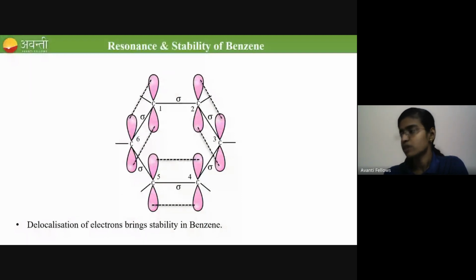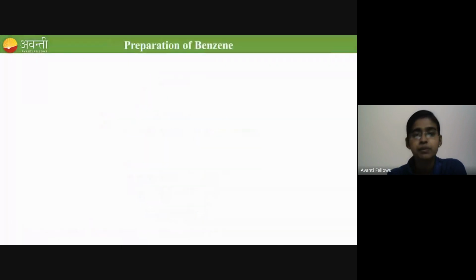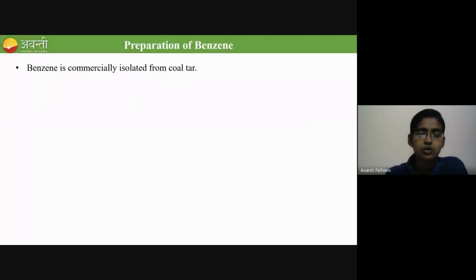Shall we move on with the preparation of benzene? Are you all ready? Yes. Okay. So there are three preparations. First of all, benzene is commercially isolated from coal tar. You all know the tar, right? The carbon containing compound. So it is commercially isolated from the coal tar.